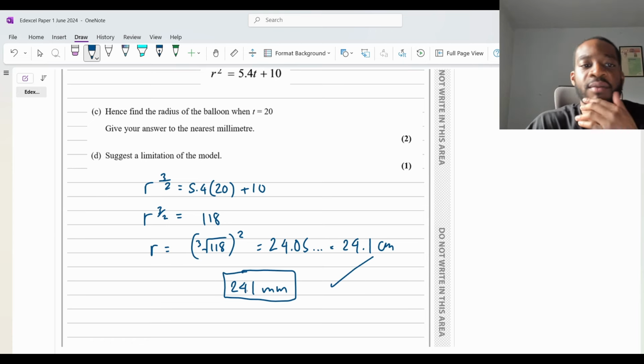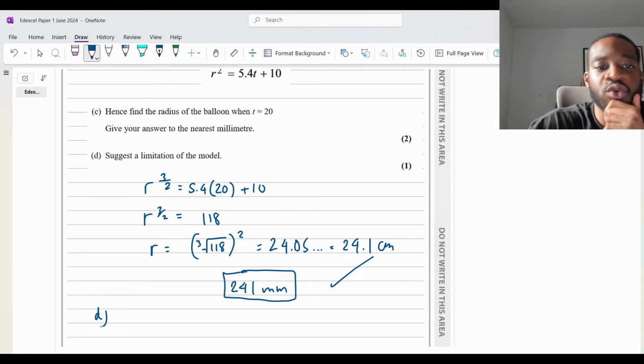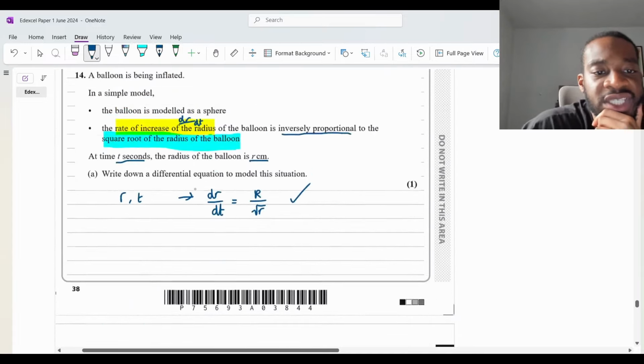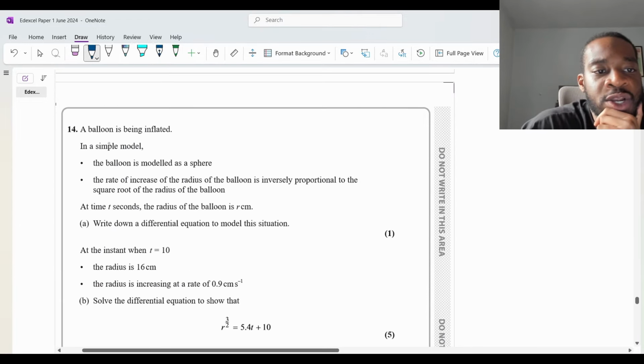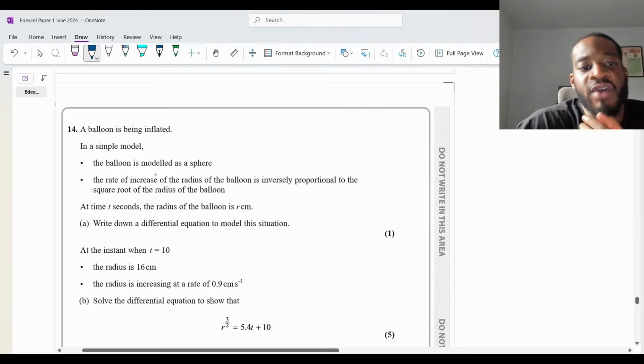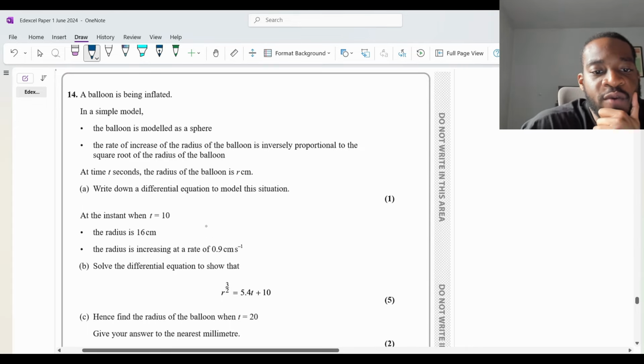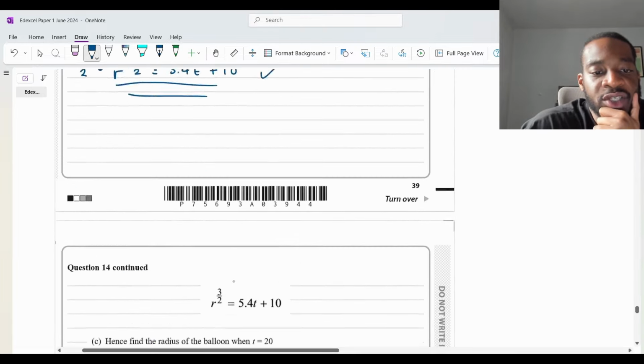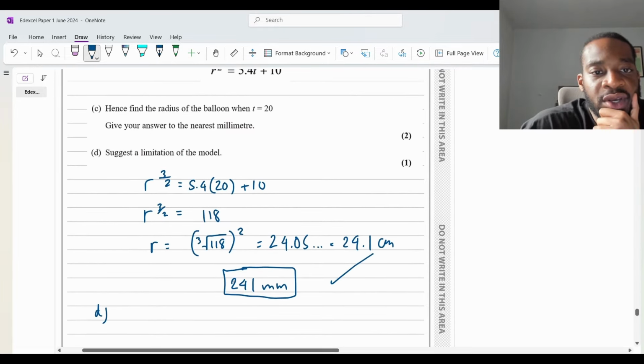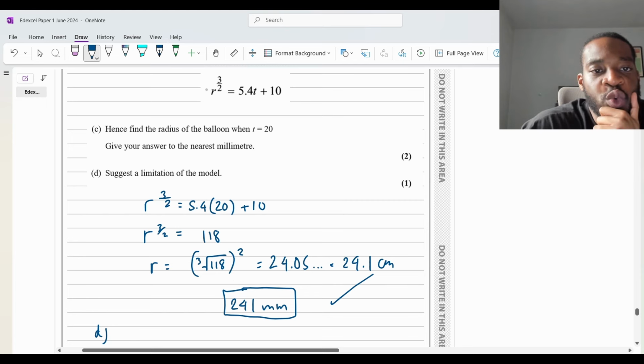Perfect. So that's done. Part D, suggest a limitation of the model. Well, what are we modeling? What does it say at the beginning, right? A balloon is being inflated. In a simple model, the balloon is modeled as a sphere. The rate of increase is inversely proportional to the square root of the radius, right? And what we've got here on our model is the time changing as the radius is changing, right? So what is wrong with that? Well, as t gets bigger, so will r, right?